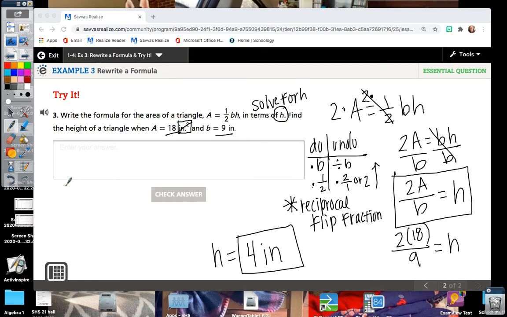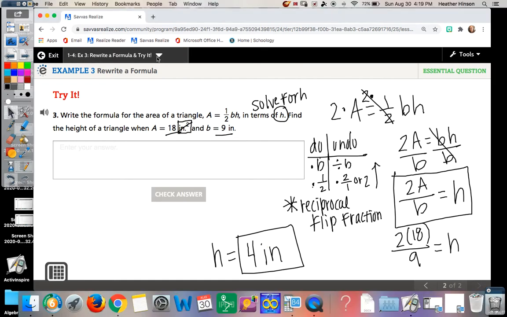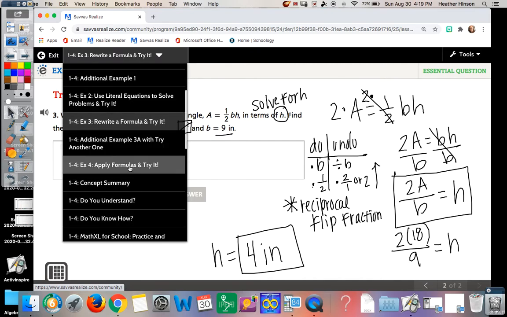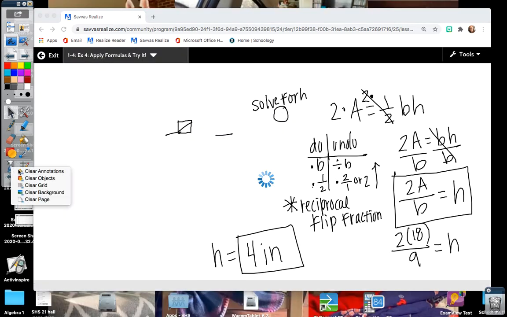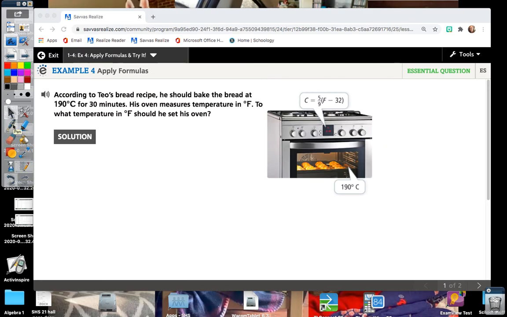Okay. So our last example, example 4, we're still going to solve some literal equations, so just a lot of letters. This one actually is going to have a couple numbers in it, but it still works the same way. We're still going to create our do-undo table. So according to Teo's bread recipe, he should bake the bread at 190 degrees Celsius for 30 minutes. His oven measures temperature in Fahrenheit, though. So what temperature in Fahrenheit should he set his oven at?